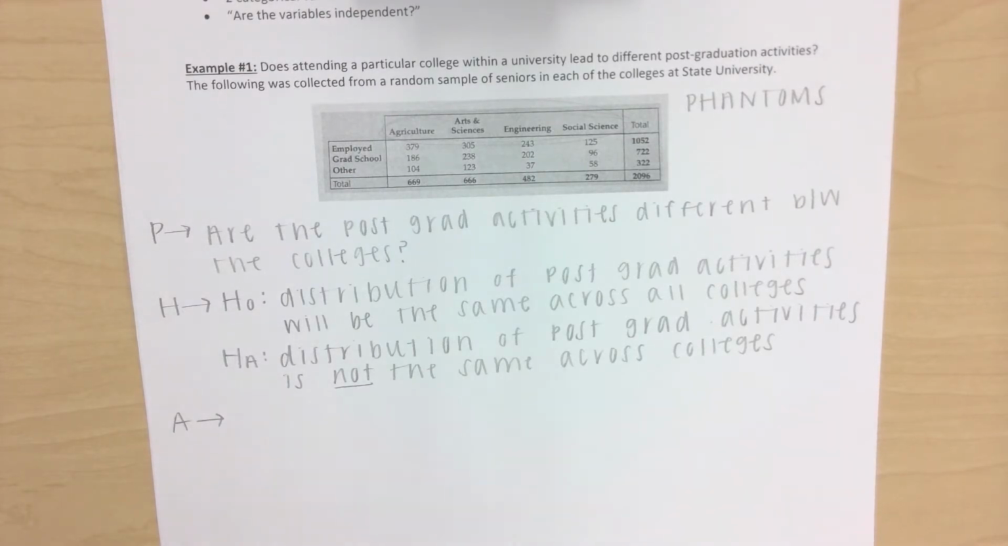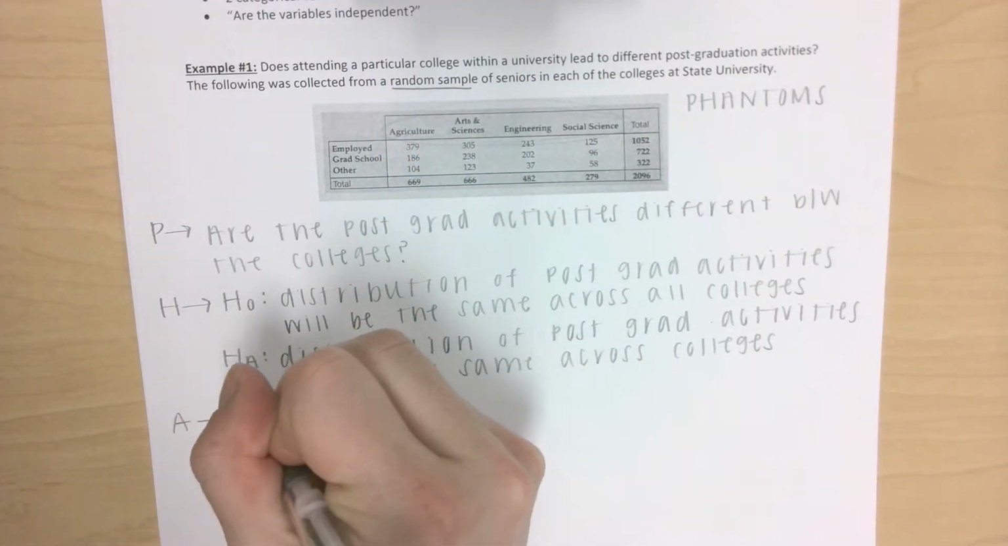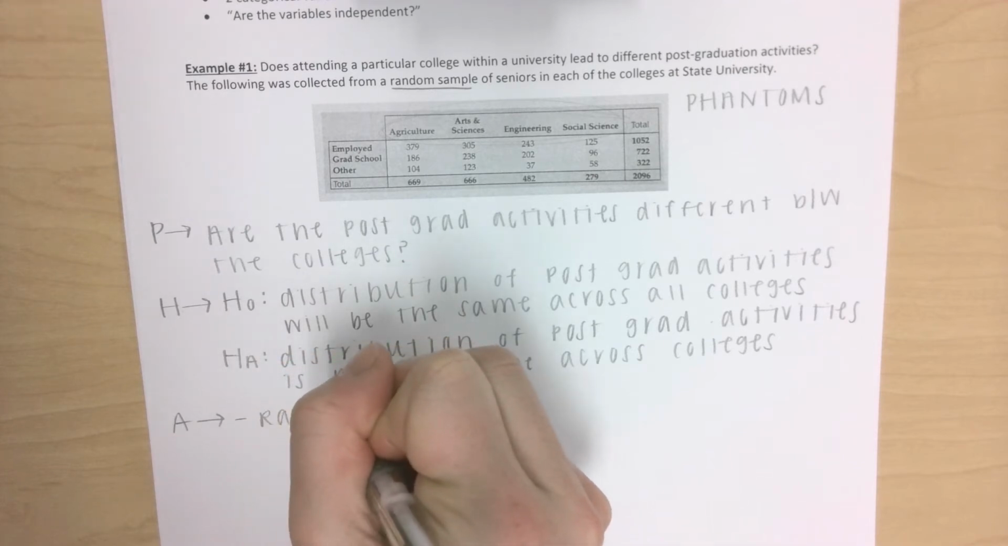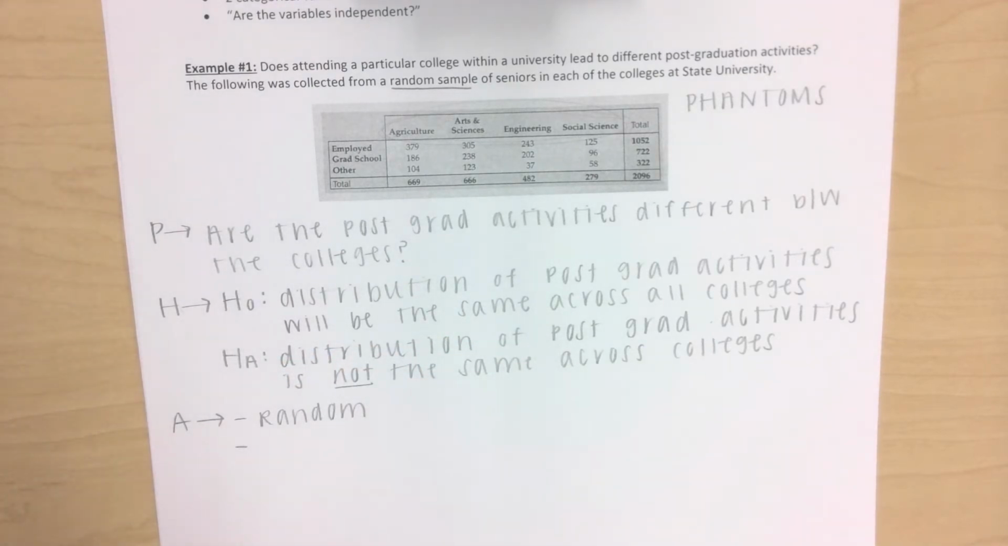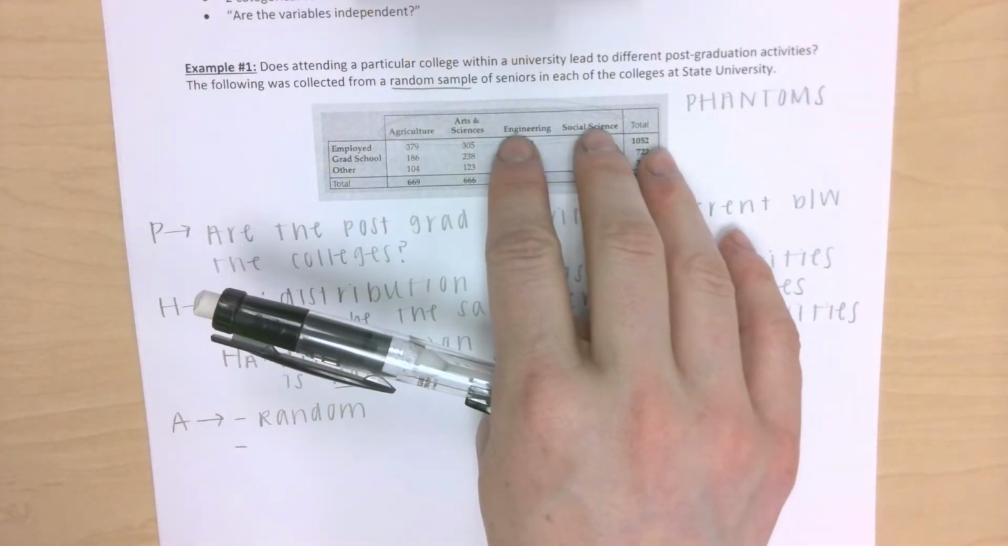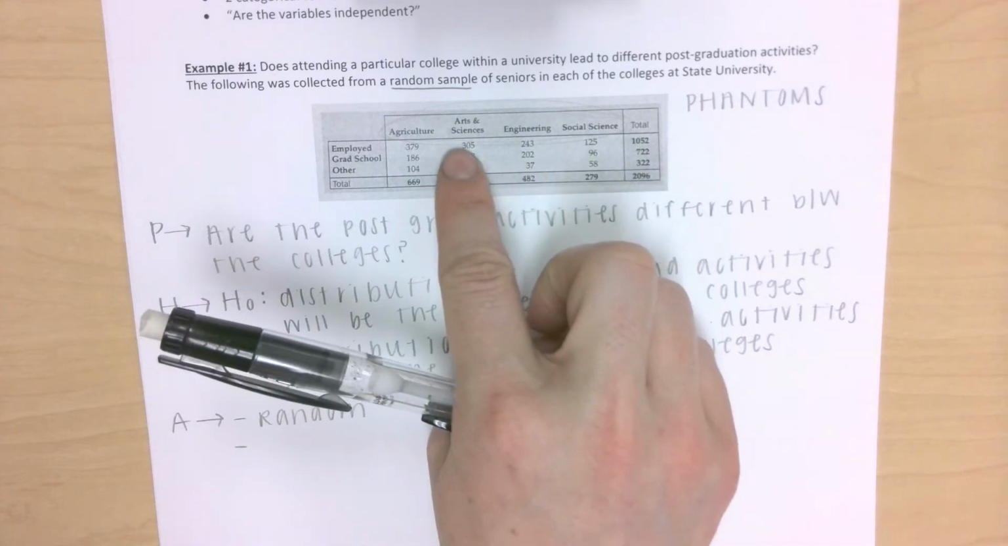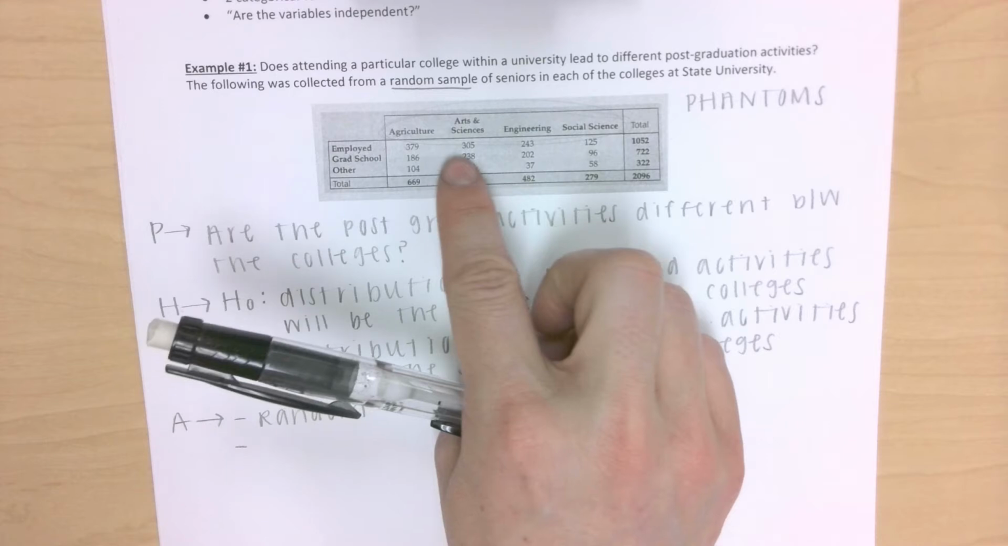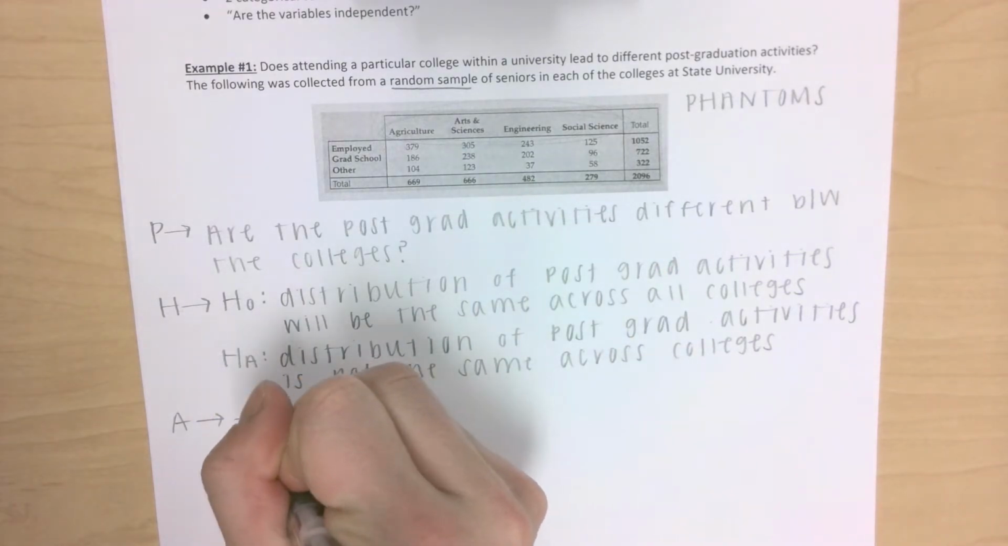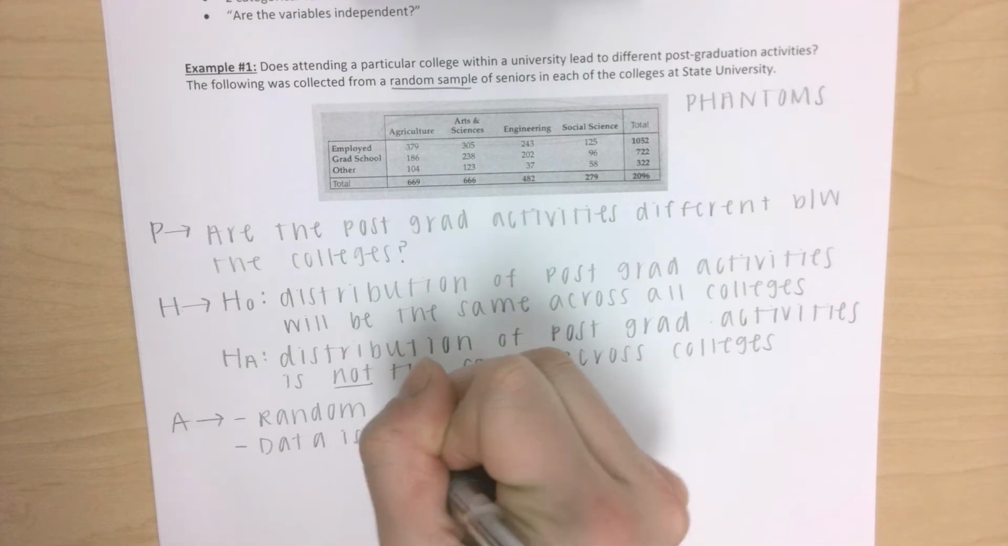In A, we are going to check our conditions. What's nice is these are the same conditions as we saw for our chi-squared goodness of fit test. So the first one is that we need to make sure that our data was random. This does say that this was a random sample of seniors. So I'm going to just say random. My next condition is that I have categorical data that's given to me in counts. So these are all counts, there's just 305 people that were employed from art and sciences. So I'm going to say that data is counts.